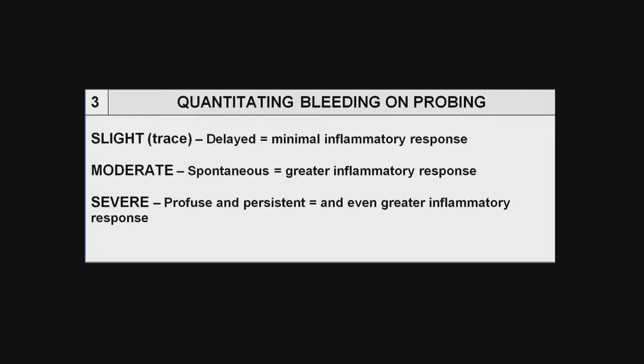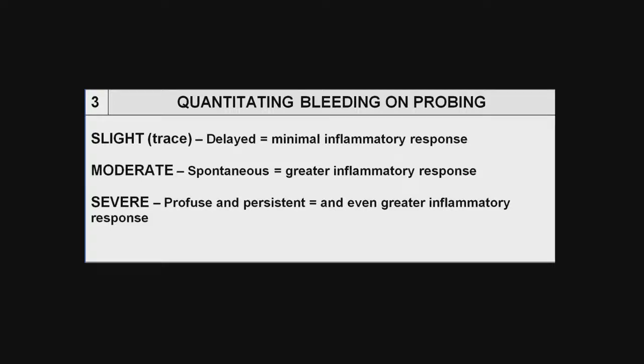Quantitative bleeding on probing. This is an excellent way of teaching dental students to evaluate bleeding on probing. Slight means there's a trace. It's delayed and means there's a minimal amount of inflammatory response. An example of this, you're probing on the lower left, and after probing number 18 and number 19, you notice a little blood has oozed out. This is delayed, probably not that clinically significant.